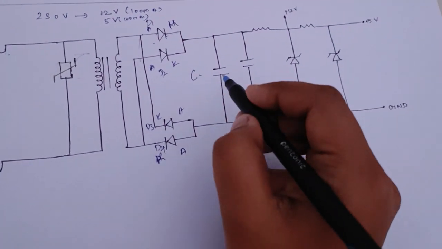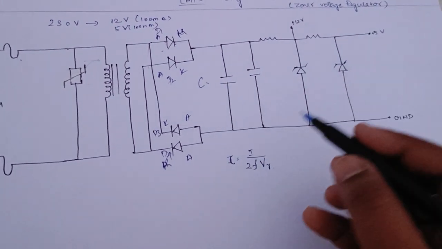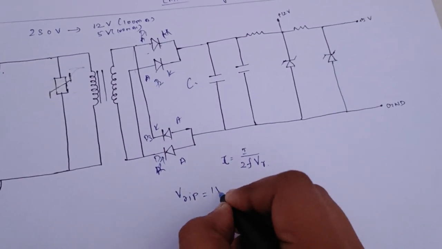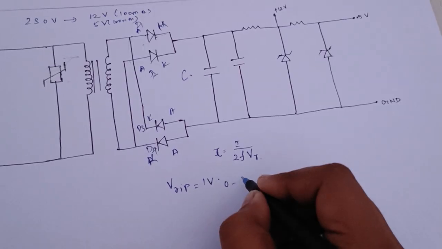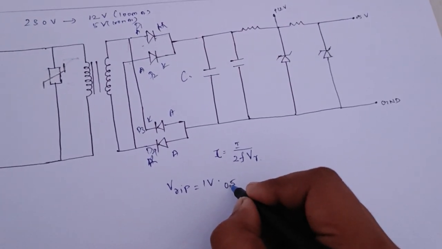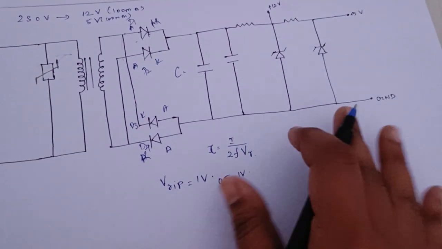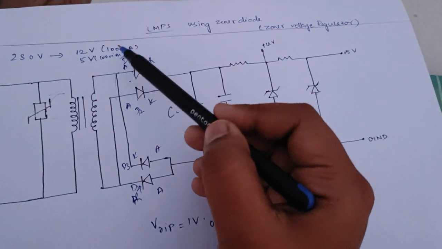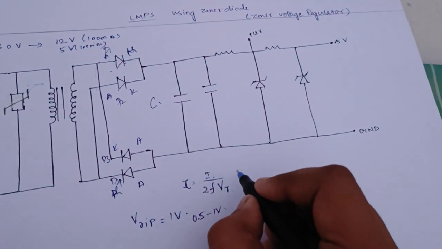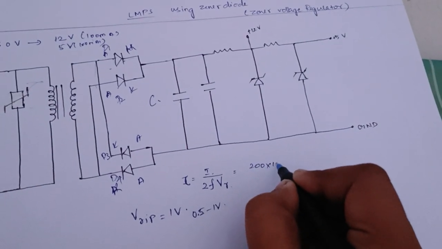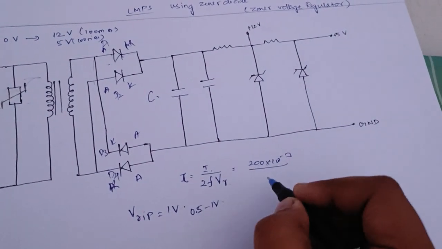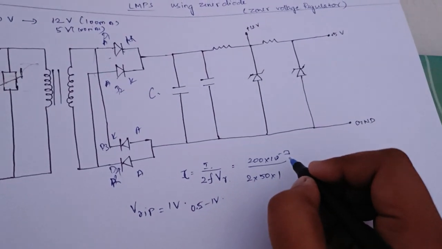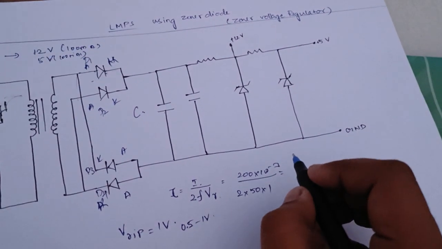And to find this capacitor value, we are assuming the V ripple voltage as 1 volt. We can take from 0.5 to 1 volt. Okay, so we are assuming 1 volt, and we already know we are designing for 2 current ratings, so we are having 200 milliamps. So 200 milliamps by 2 into the frequency, which is 50, and V ripple is 1.